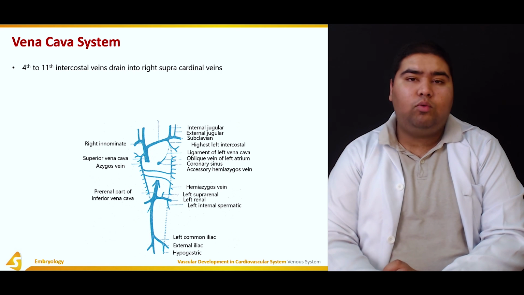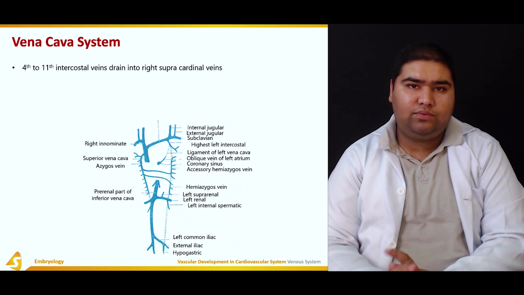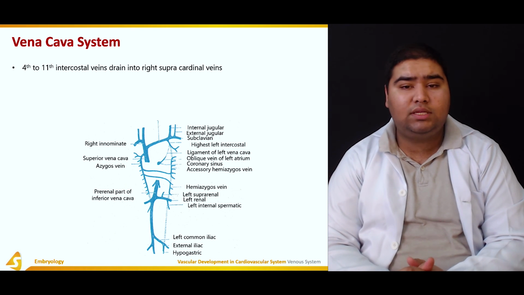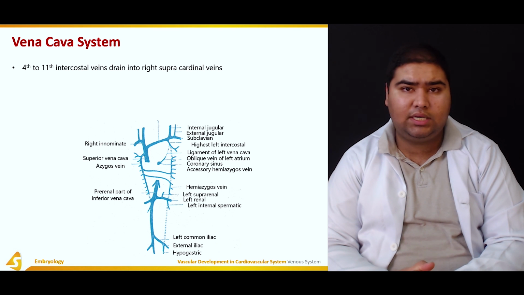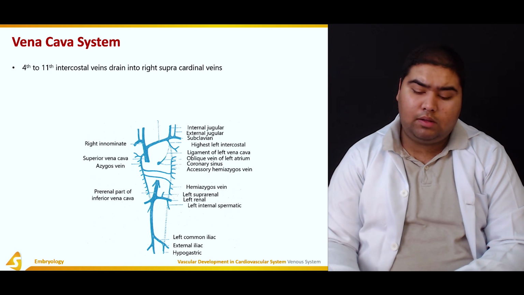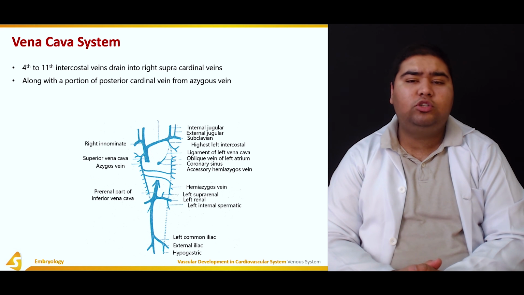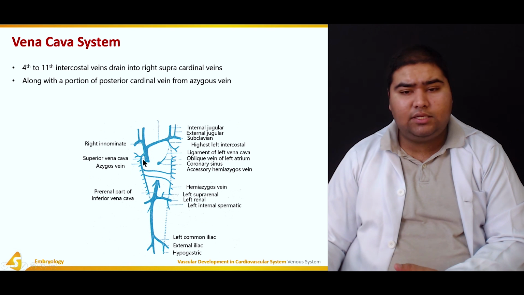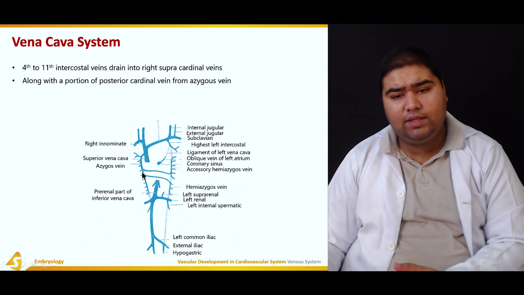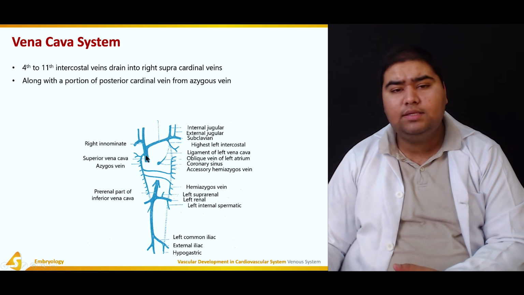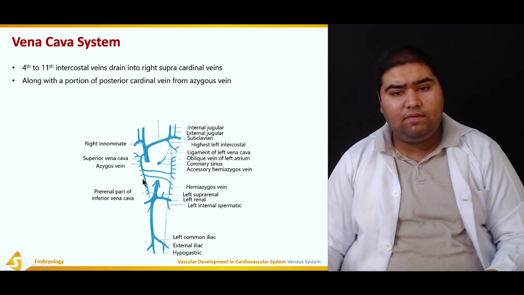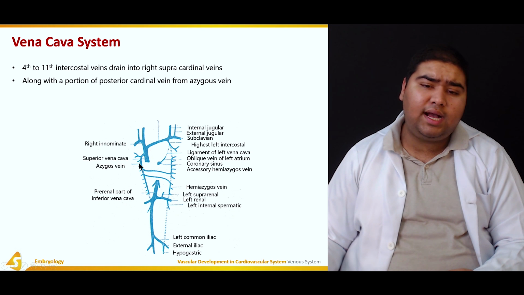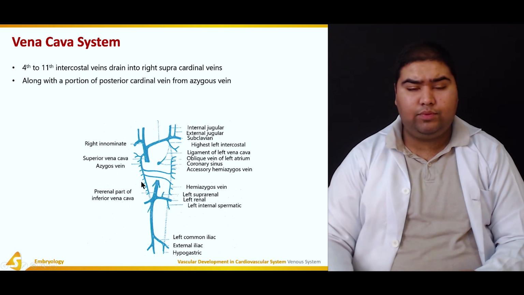So now what is the function of the azygous and hemiazygous veins, and how do they develop? The 4th to 11th intercostal veins now drain into the right supracardinal veins. Along with a portion of the posterior cardinal vein, these veins now form the azygous vein. This is the azygous vein. Here you can see the 4th to 11th intercostal veins, these small tributaries that are contributing to this. These are the intercostal veins. Along with a portion of the posterior cardinal vein, they form the azygous vein.